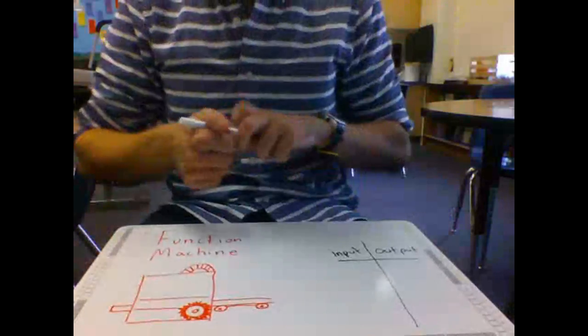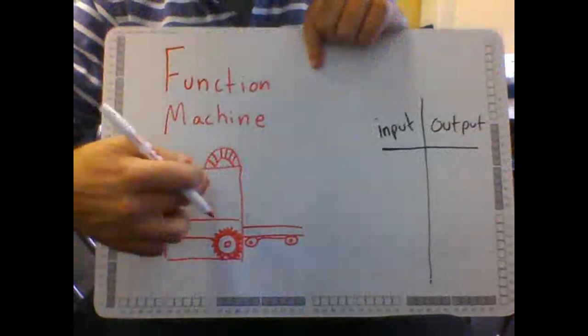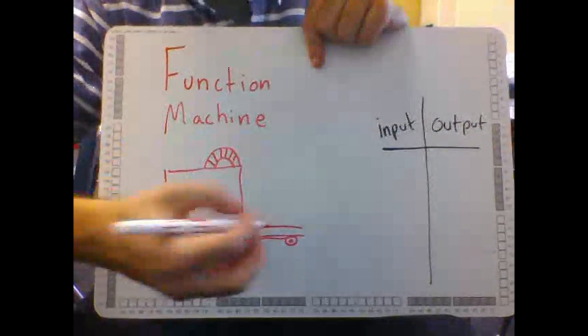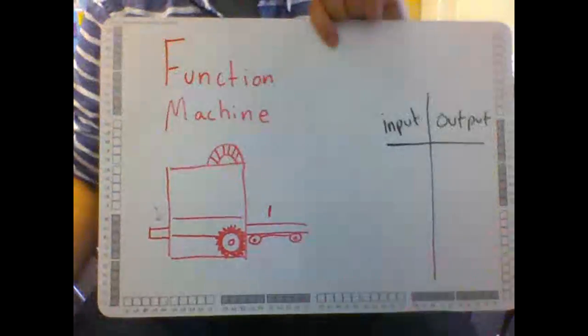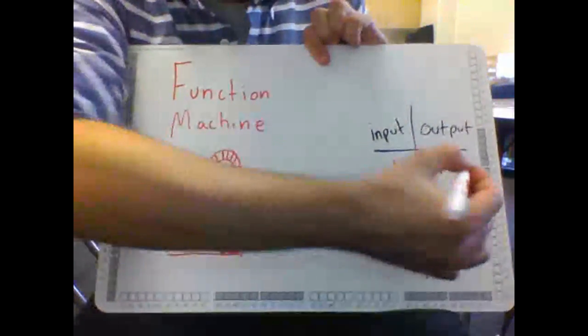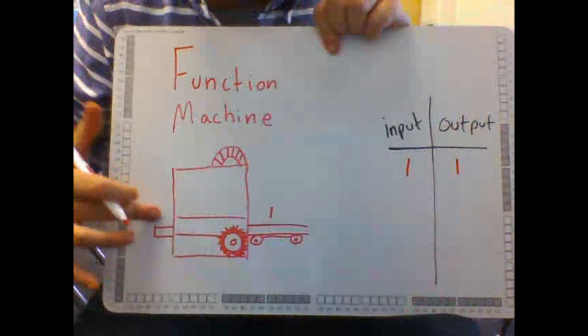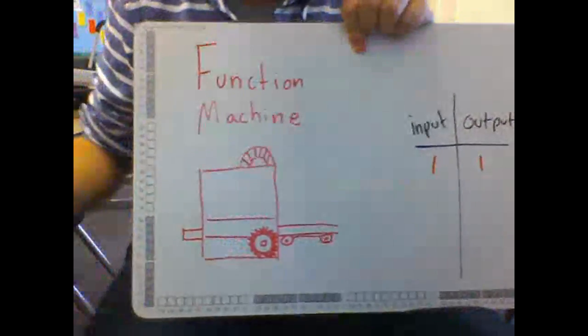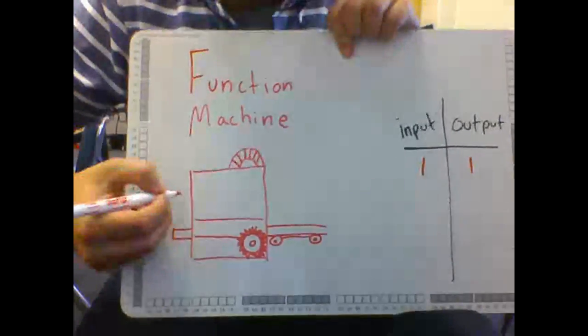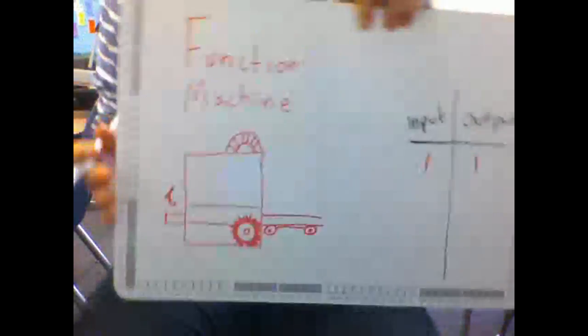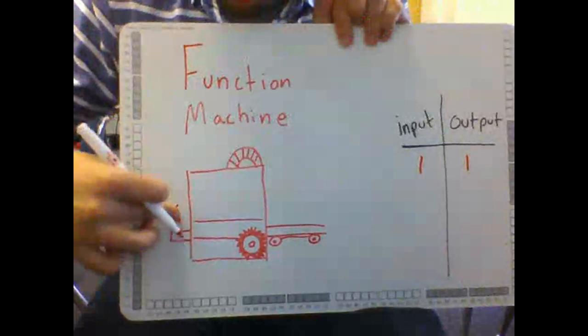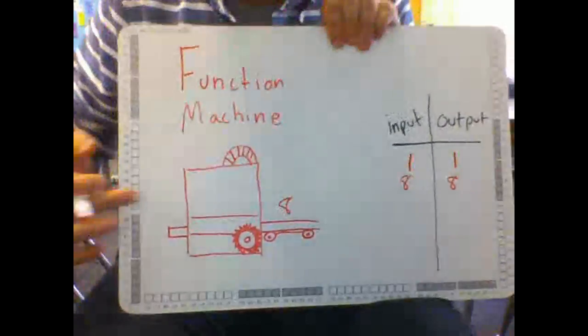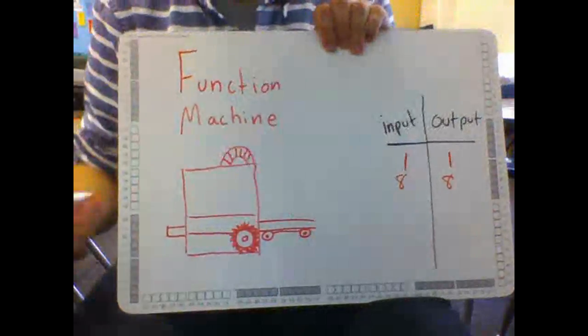Our first number, I'm going to go ahead and put a 1 in. It's going to process our number, and out we get a 1. So our first input and our output goes there. Okay, let's try a new one. Maybe we can surmise our rule here. Let's try maybe an 8. We put in an 8 to our function machine. It goes through, and sure enough, out pops an 8. All right, something fishy is going on here.